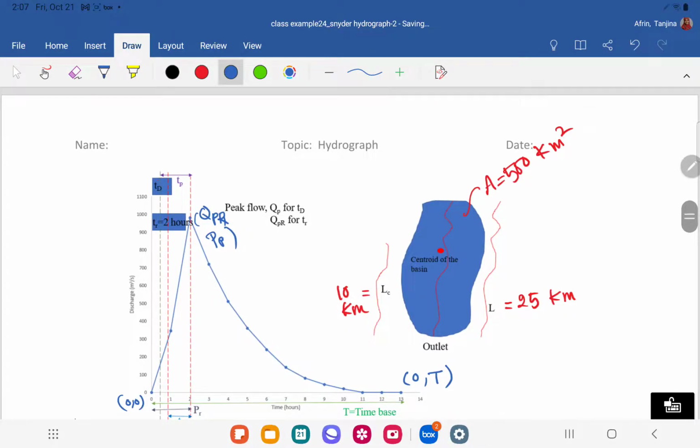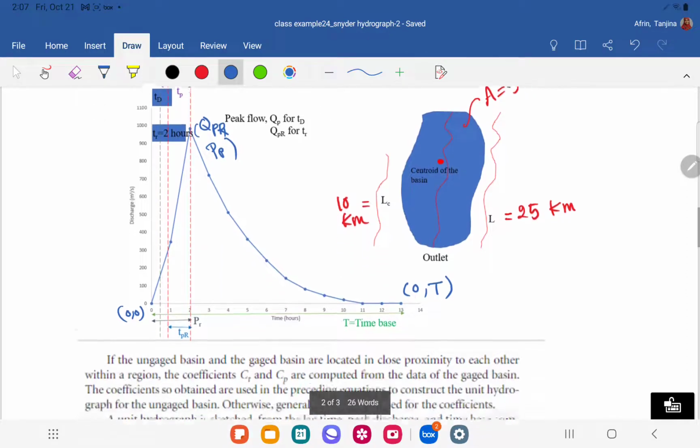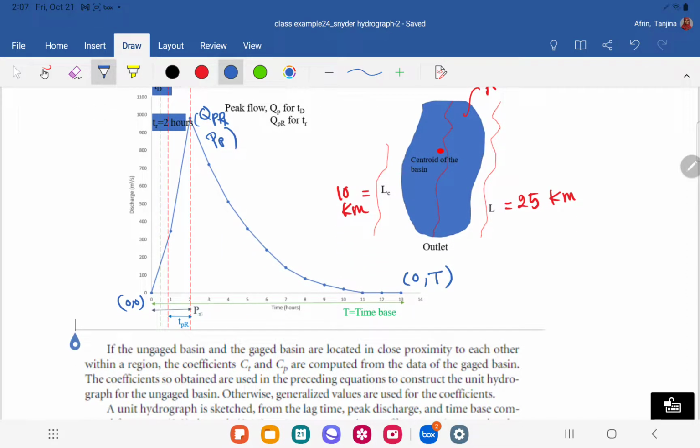So let's find out that. Class, if you look at the equation for the PR, you can see only this portion is TPR, and up to this portion, that is TR over 2. That's why the PR is TR over 2 plus TPR.